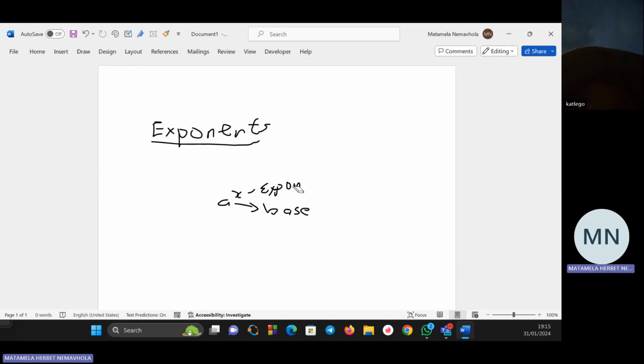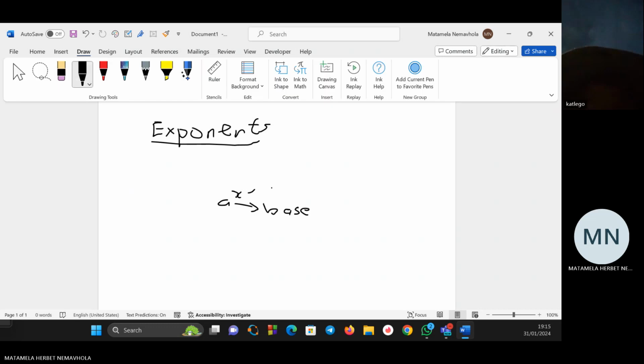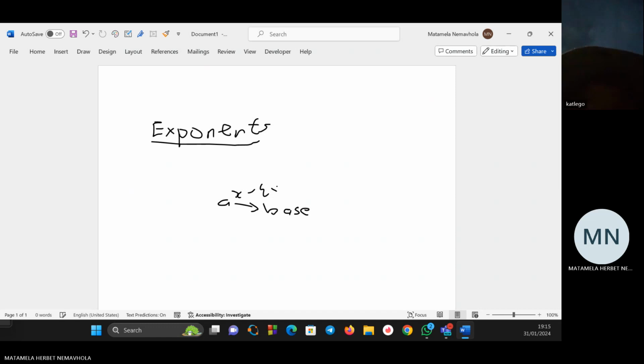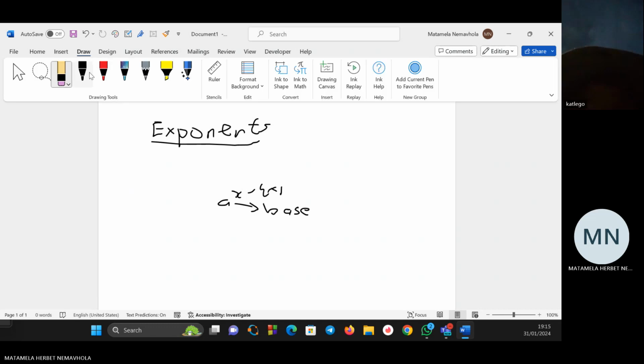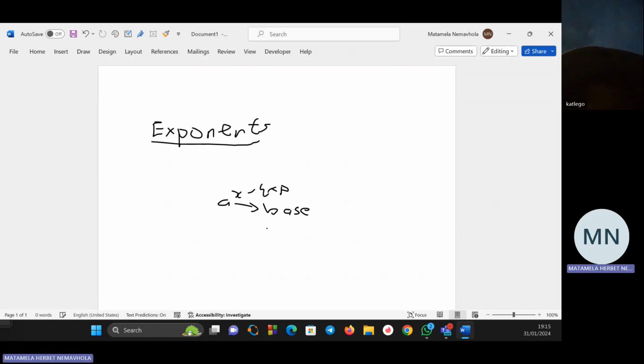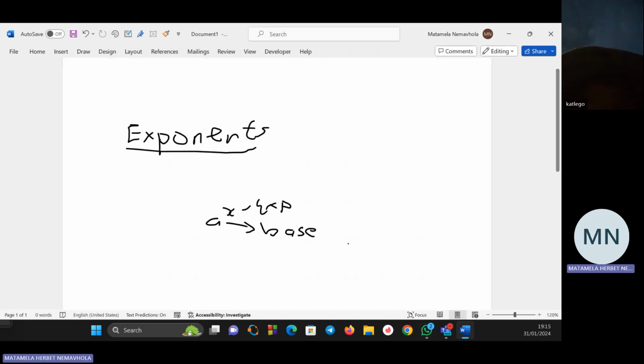So this is called an exponent, the x there. I will just say x, it's called an exponent. Exponent.